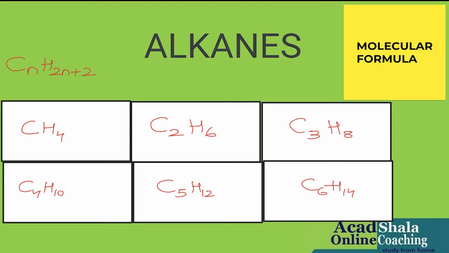So let us revise once again. The first one is methane, then ethane, propane, butane, pentane, and hexane. Am I clear? So we have revised the molecular formula also before doing the structural formula. Because children, for doing the structural formula, we need to know the molecular formula, which is really very important, the first step to proceed further in making the structural formulae for alkanes.